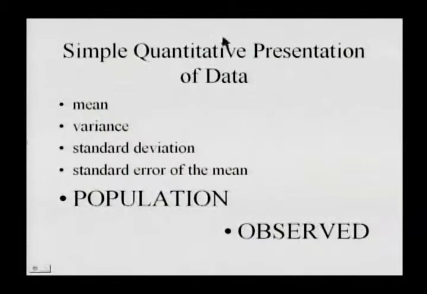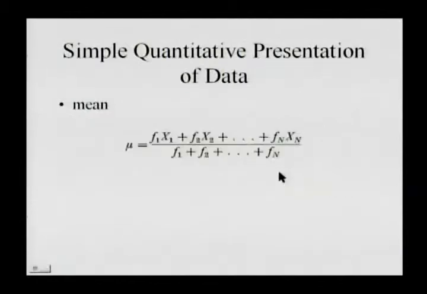So we start then with reminding ourselves the simple quantitative presentation of data for a normal population is the mean, variance, standard deviation, and the standard error of the mean. We'll discuss each of these from the perspective of population first, looking at the formula, and then the observed, the one that we typically would use to perform our statistical calculations.